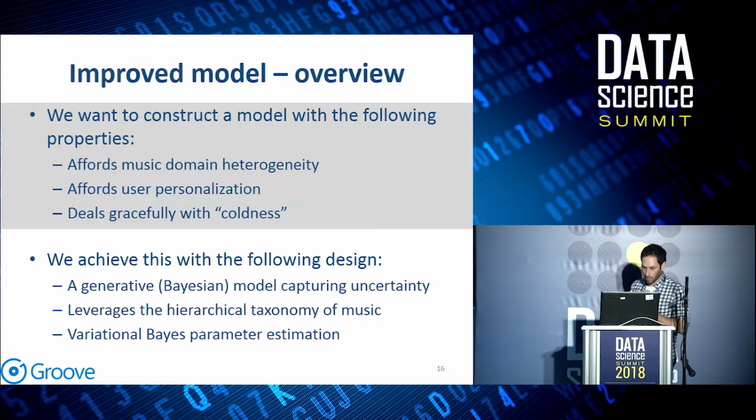So let's look at what we do when we build an improved model. To recap, we want to construct a model that can support this diversity between different artists, can offer user personalization, and deals gracefully with coldness. The way that we do it is we use a generative Bayesian model that also captures uncertainty. We will leverage the taxonomy of music that I'll describe soon, and we'll solve this with the variational Bayes algorithm.